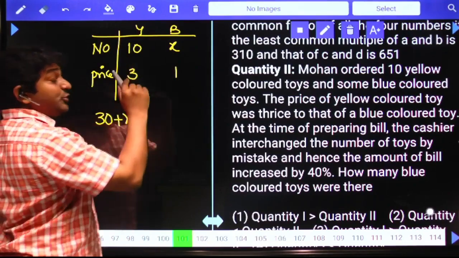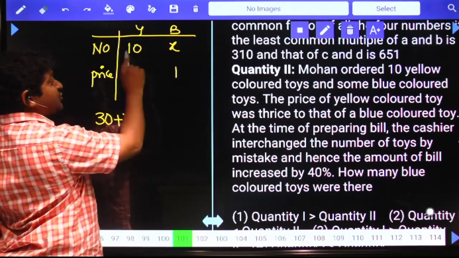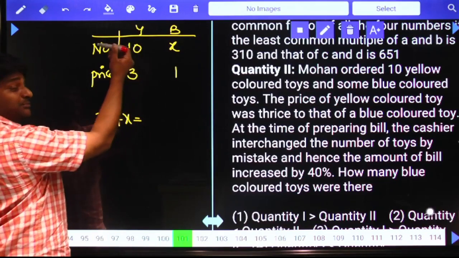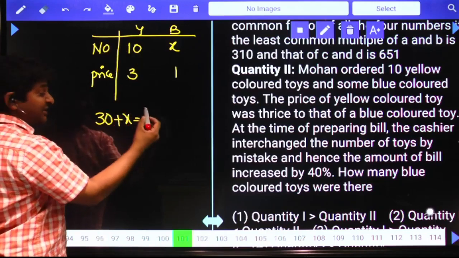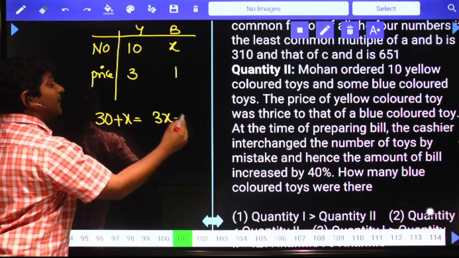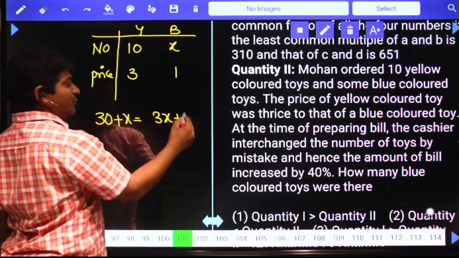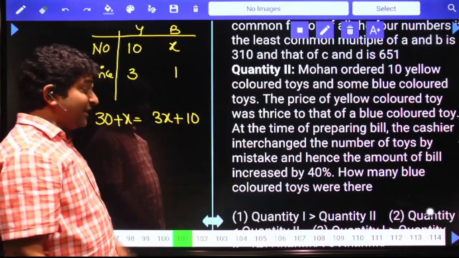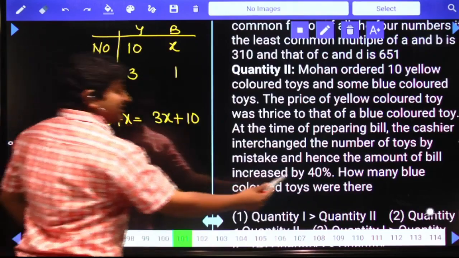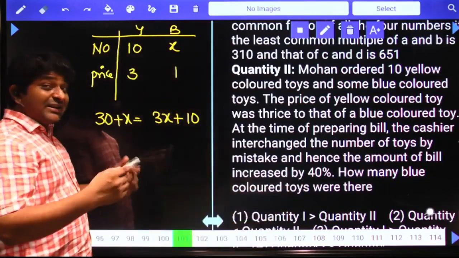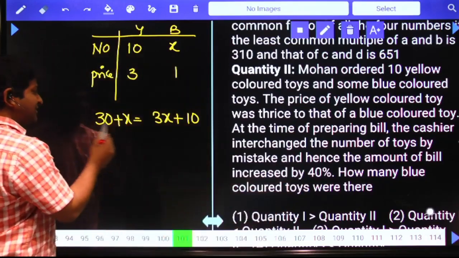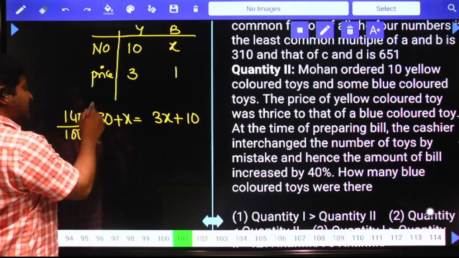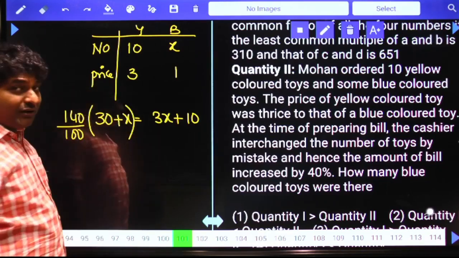Now, during bill time, he exchanged number of balls by mistake. Meaning, now we have X yellow balls with the price 3 rupees each. Then it becomes 3X rupees. And then 10 blue balls with the price 1 rupee. That is equal to 10 rupees. This is cost of the items later case. But this is equal to price increased by 40 percentage. Initial price is this much. Now this value increased by 40 percentage. 40% increase in the sense that is equal to 140 percentage.